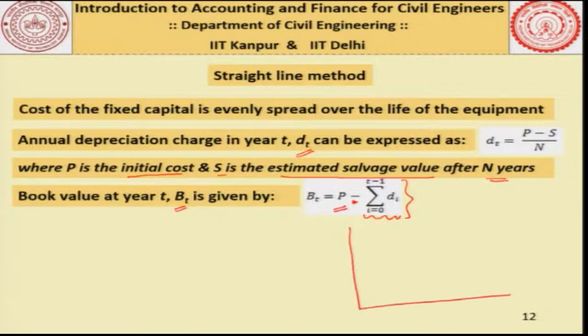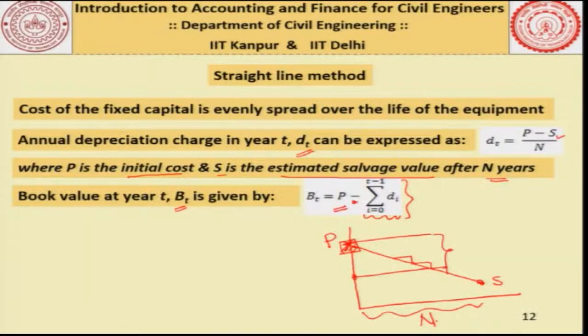Essentially, what we are saying is that we start at this value, which is P, we go to S over n years, and the depreciation every year is nothing but (P minus S) upon N, and the book value which starts at this point will be nothing but this value minus all this depreciation which has taken place till that point in time, till such time as at the end of n years, all this depreciation has already happened and we have come to the salvage value of this equipment. So, that is the most simple form of understanding depreciation, the straight line method.